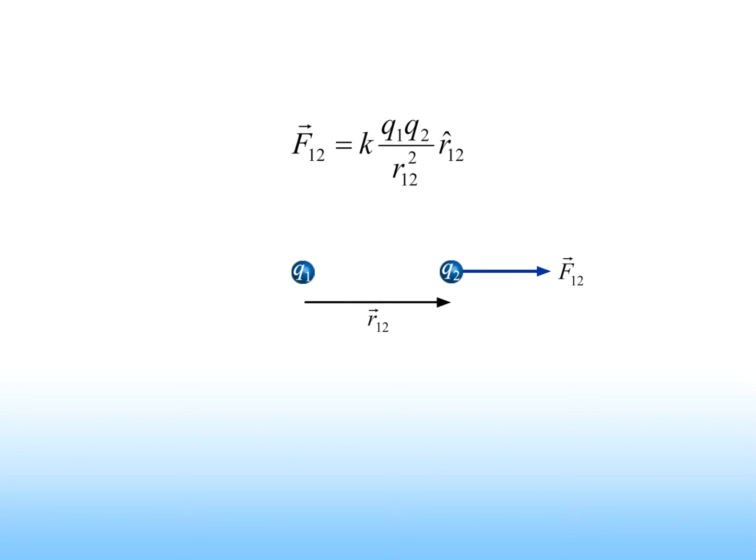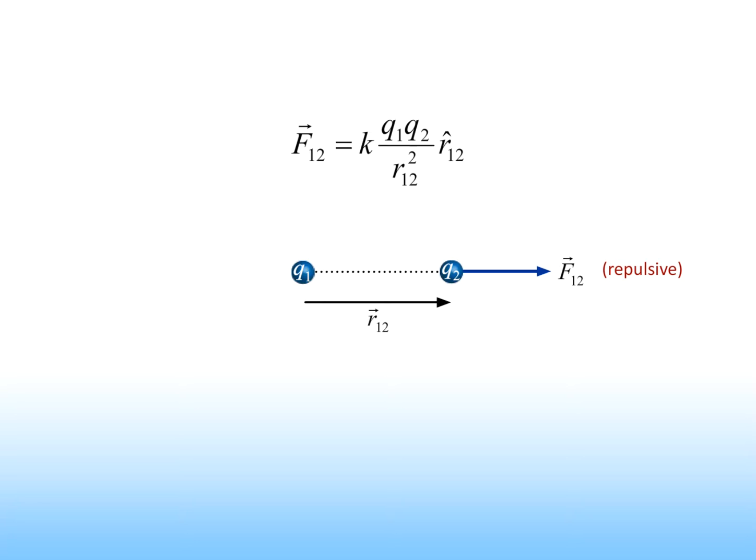The force that charge 1 exerts on charge 2 is directed along the line connecting the charges and is directly proportional to the product of the charges and is inversely proportional to the square of the distance between them. Note that we've drawn F12 as a repulsive force. Our notation here is that the first index refers to the charge that exerts the force, and the second index refers to the charge that experiences the force. In other words, F12 is a force by 1 on 2.